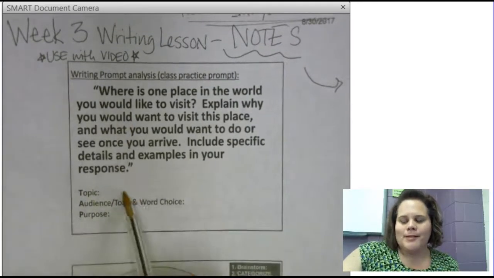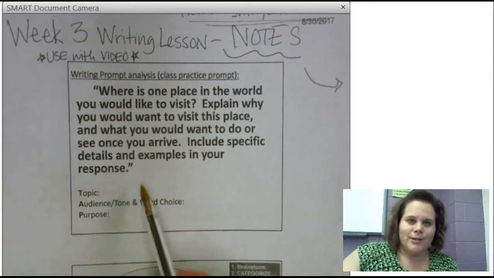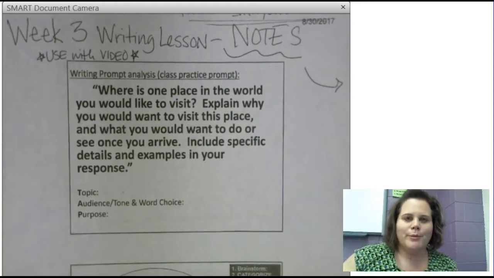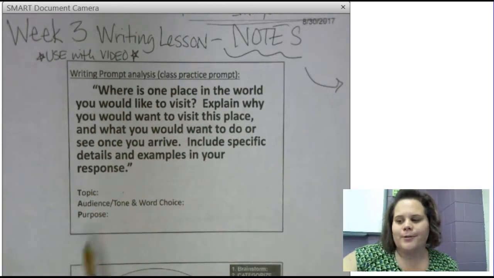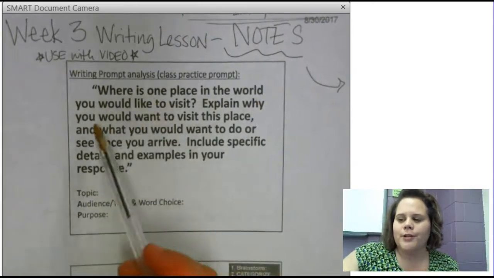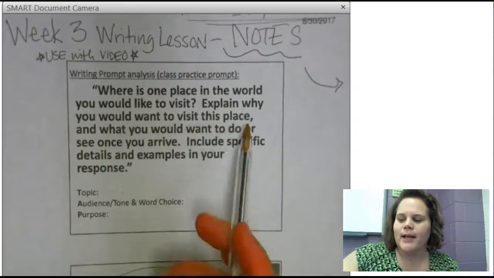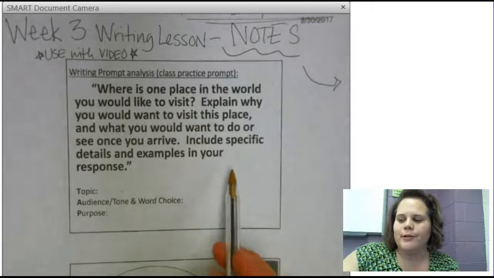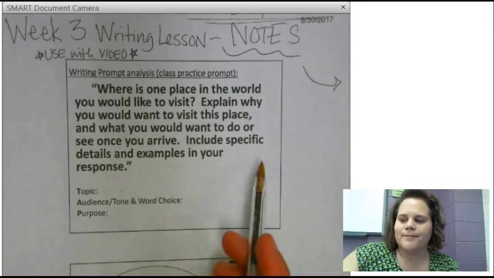This is the same prompt that some of you saw last week. If you're in 8th grade, if you're in 7th grade, it's a new one. We just want to kind of quickly remember how to do this part before we move on to the harder part. So we're going to read this at least 2 times. Where is one place in the world that you would like to visit? Explain why you would want to visit this place and what you would want to do or see once you arrive. Include specific details and examples in your response.